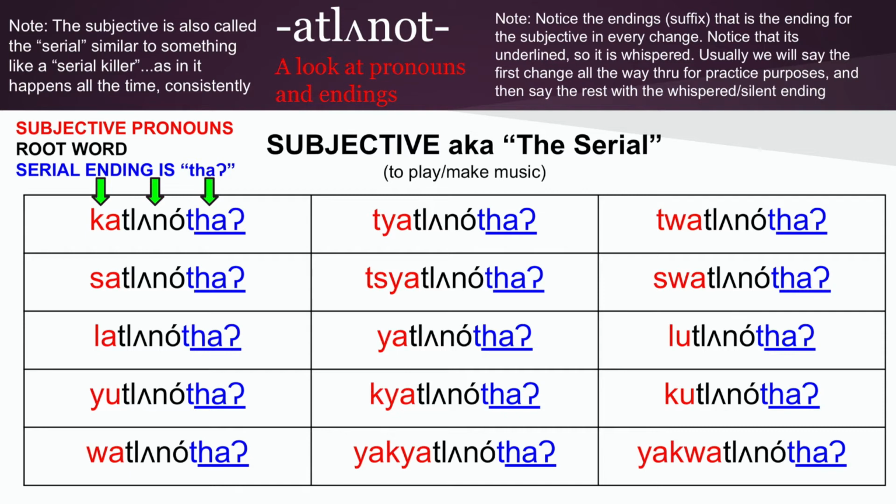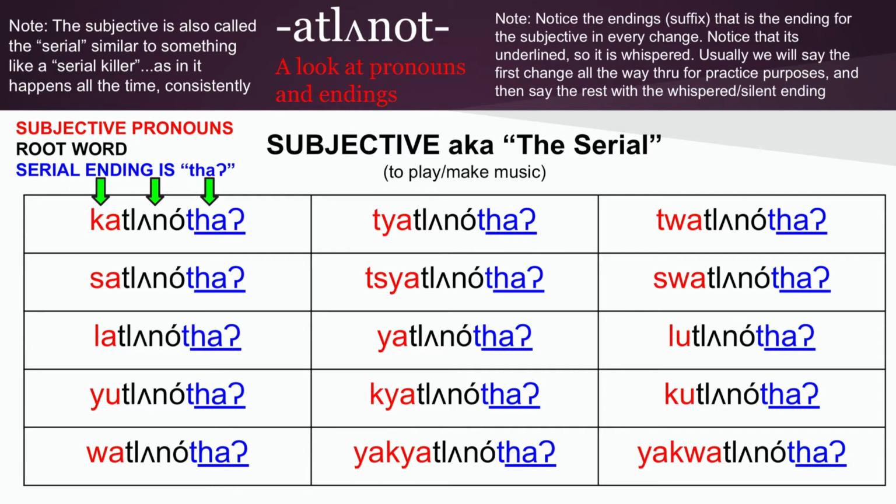So to play or to make music, remember the subjective is called the serial because sometimes it can mean something that's happening all the time or consistently. As language learners, sometimes we call this the serial killer because it's like happening all the time. It just is a way to help us remember what the subjective represents in terms of meanings, okay?